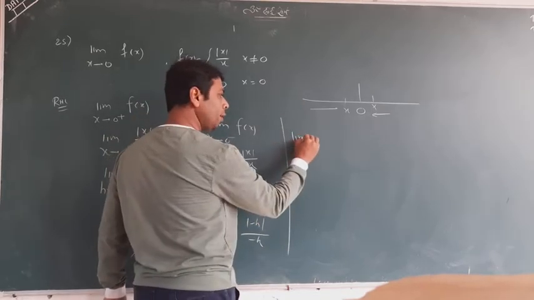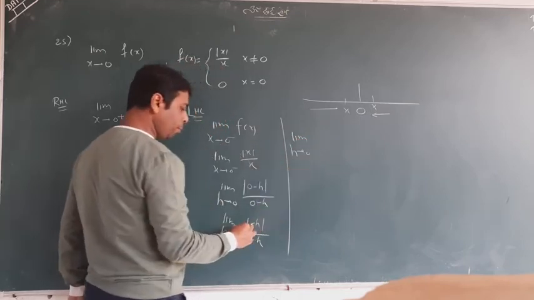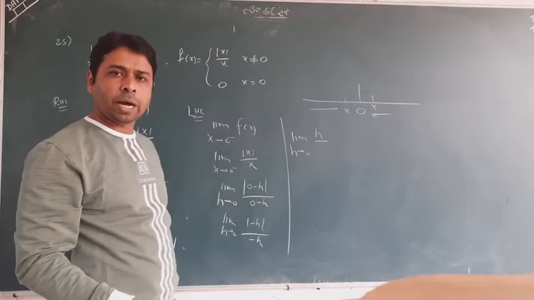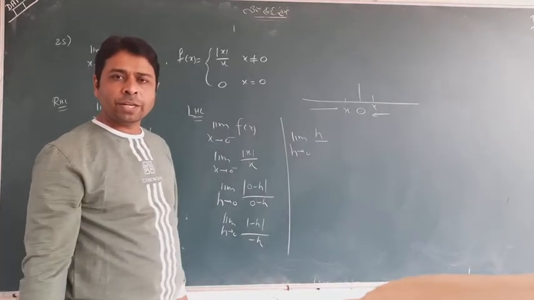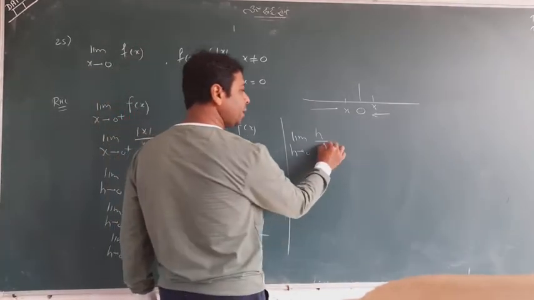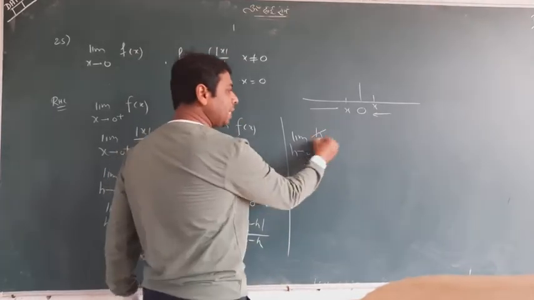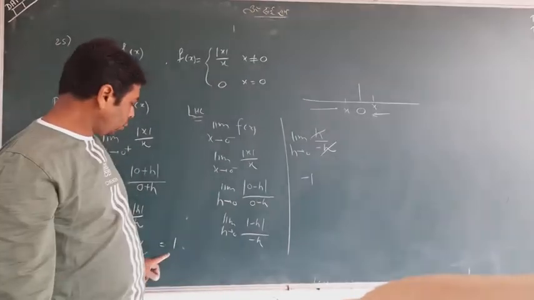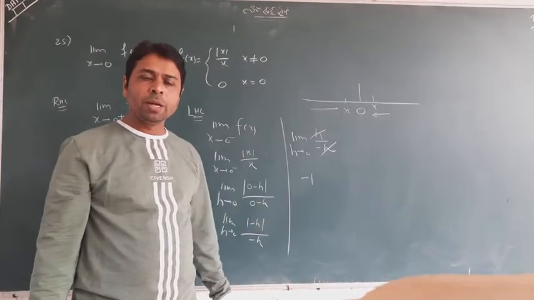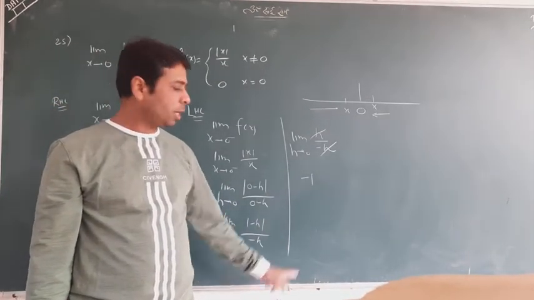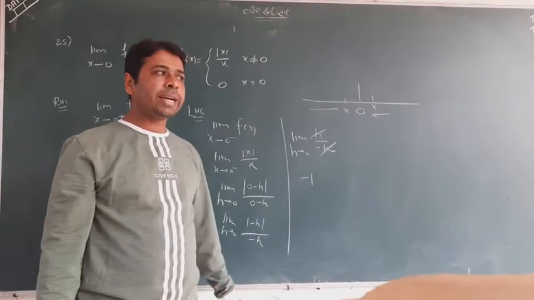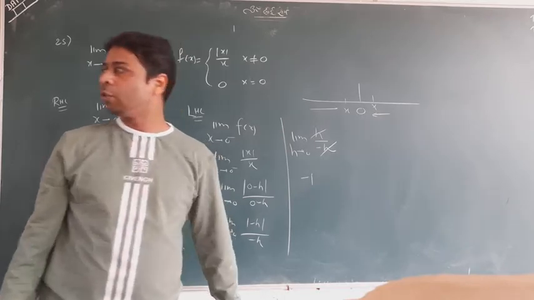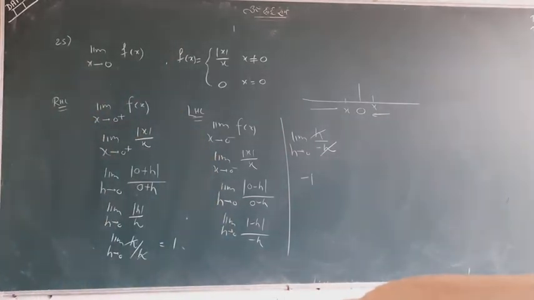Further, let me explain one thing. Mod of minus h will be written as h, because in a mod, negative values definitely become positive, but the minus h in the denominator will stay the same. After cancellation we get minus 1. Unfortunately, 1 and minus 1 are not the same, so the limit does not exist. Lastly, I will write: right hand limit is not equal to left hand limit, so the limit does not exist. Keep this in mind.